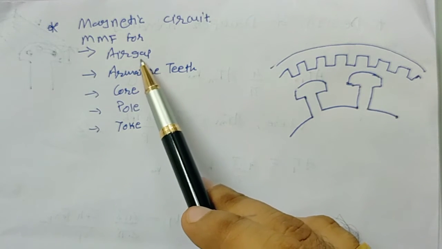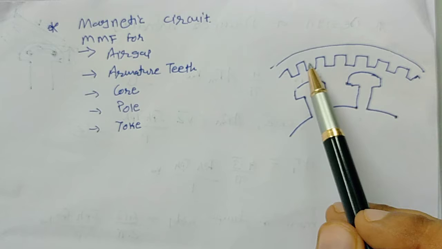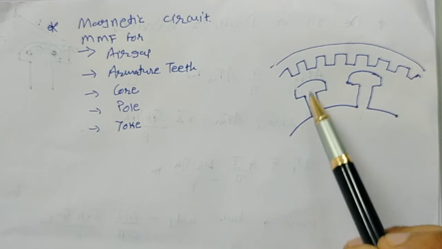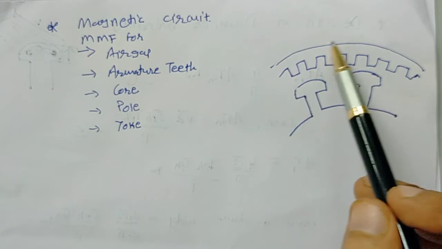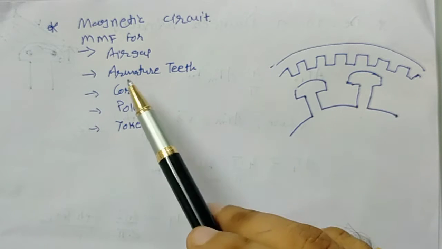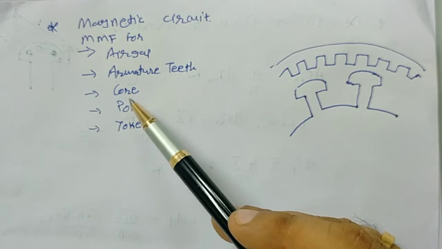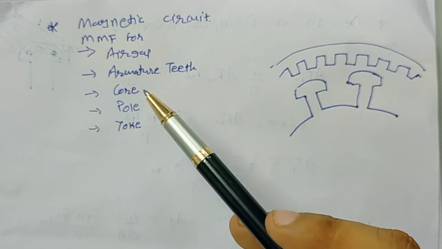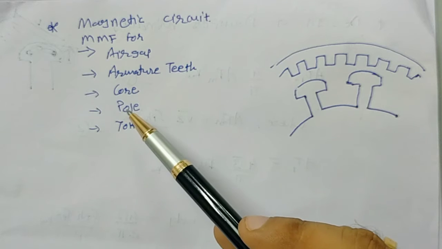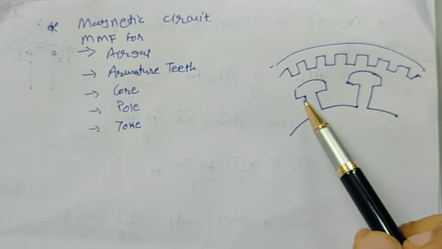It includes the air gap between stator and rotor, the armature teeth or the stator teeth, then the core, this is the armature core, then the poles over here, and the yoke, the outer cover of the machine. In the calculation of MMF required by each component, one standard value of MMF is already calculated; from the data sheet we have to take it, and we have to multiply it with whatever length is covered by the specific machine.